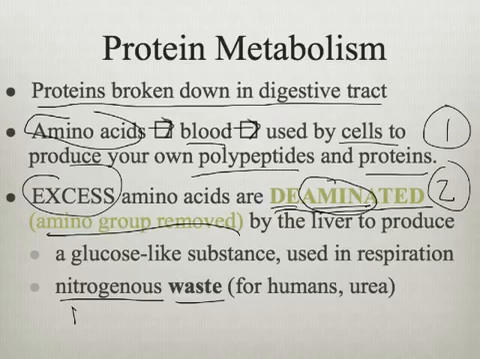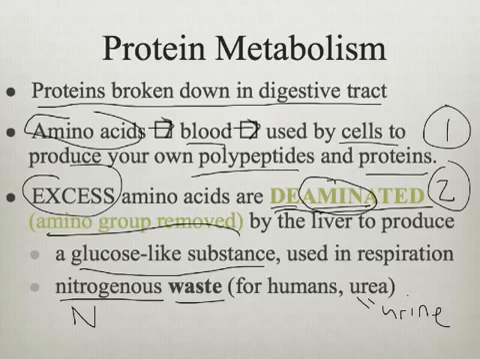Nitrogenous means nitrogen containing, right? The amino group has nitrogen in it. And the body gets rid of that via urea, which is the main component of urine, okay? So we get rid of those amino groups that we removed. And then the rest is formed into a glucose-like substance, and it's used in cell respiration. Remember, cell respiration is how we use glucose to make energy.